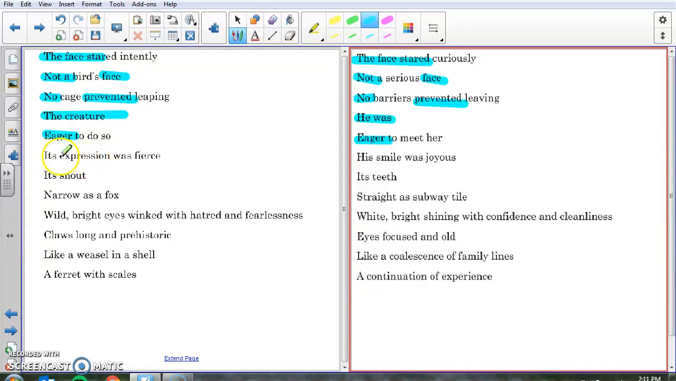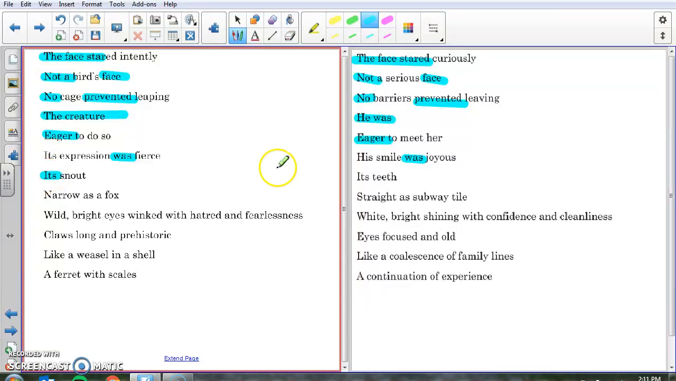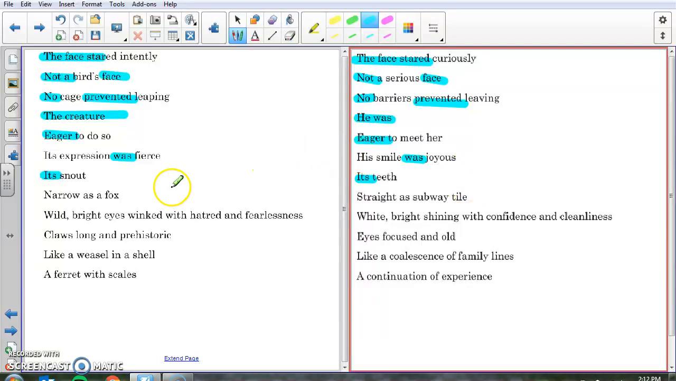I kept the concept of "the expression was fierce." However, I changed it a little bit: instead of saying "expression," I changed it to "smile." I kept the word "was," but I changed "fierce" to "joyous." I also changed "its snout" to "its teeth." So instead of the snout of the creature, it is now the teeth of the person we're talking about. And I described the teeth, just as they're describing the snout here, "narrow as a fox." I'm describing the teeth as "straight as subway tile."